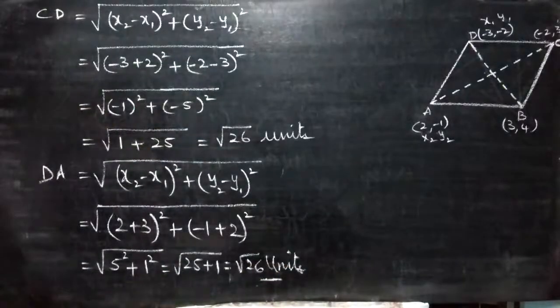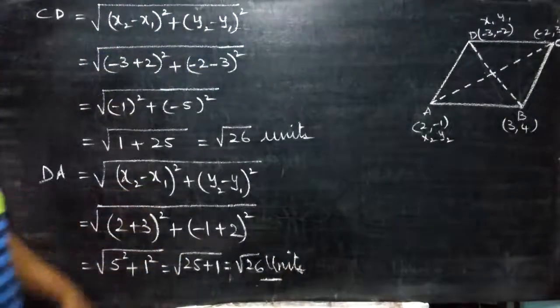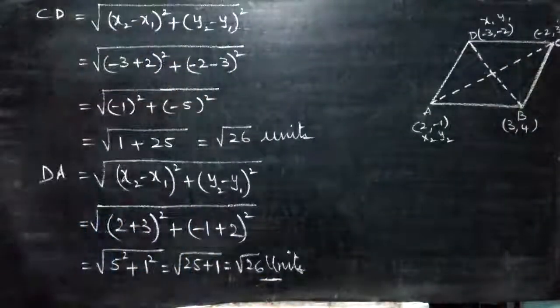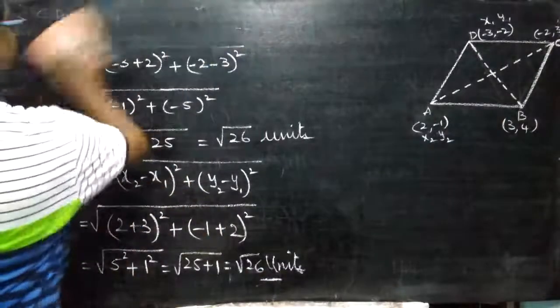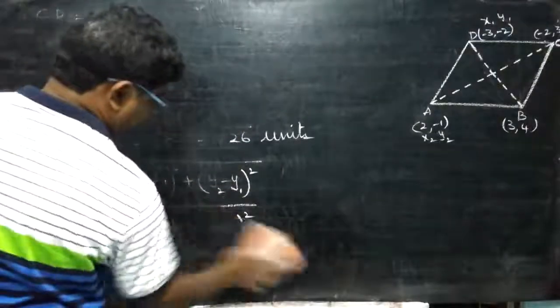Now with this we can't come to a conclusion. Still we have to find AC and BD. AC means again same formula. BD also same formula. Are you able to follow? Now listen very carefully. Now everybody understood this both. Now coming to AC.